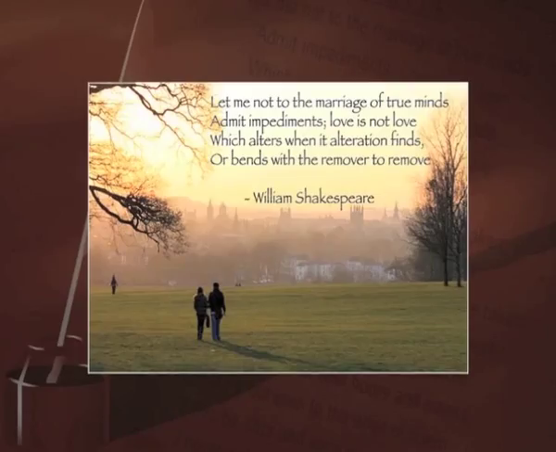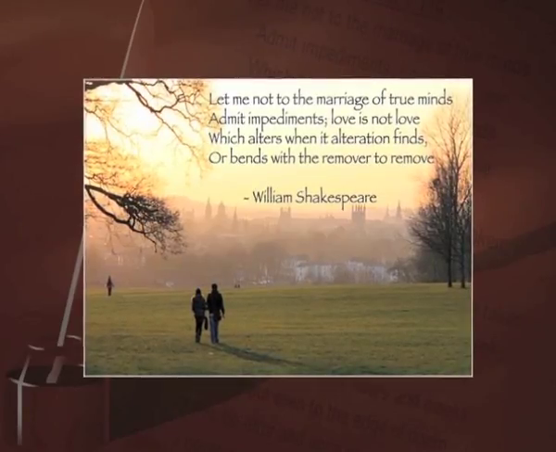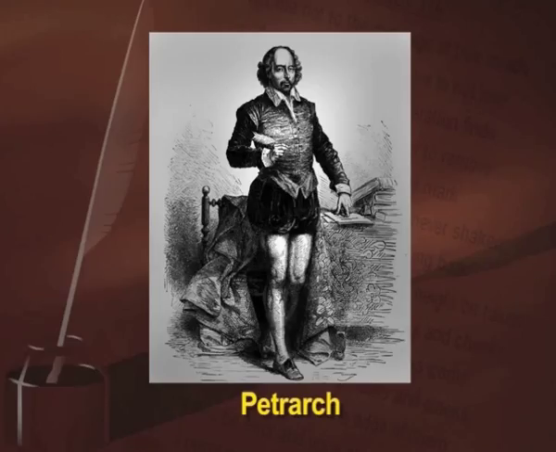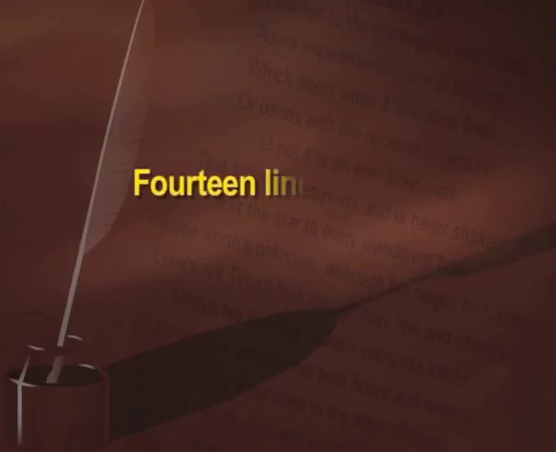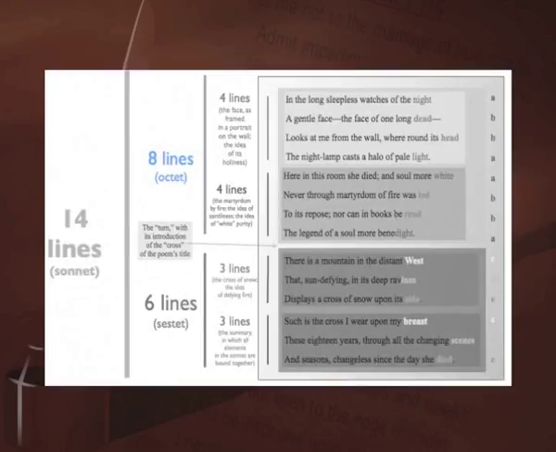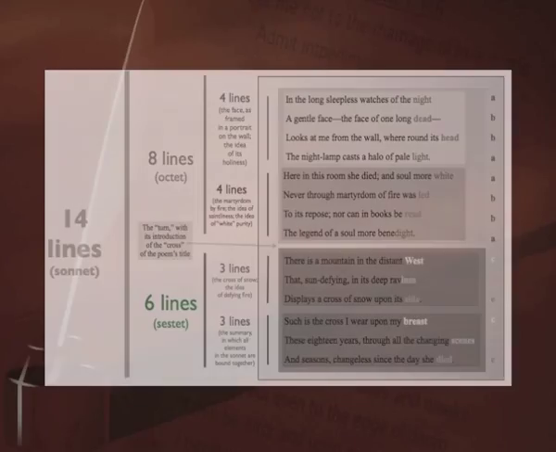That was Sonnet 116 by William Shakespeare, which starts out, let me not to the marriage of true minds admit impediments. The sonnet was a form which was begun in the 13th century and which achieved fame and recognition via the work of Petrarch, who fixed the form of the 14-line sonnet into an octave and a sestet. The octave or the octet consists of 8 lines, which is the first part of the sonnet, and the sestet consists of 6 lines, which is the second part of the sonnet.